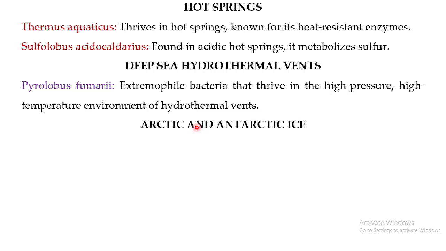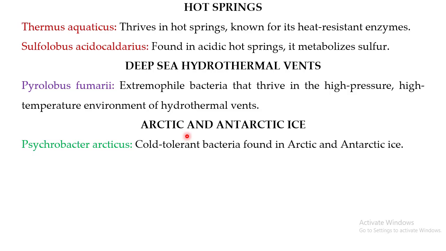These prokaryotic cells can also be found in the Arctic and Antarctic ice. An example would be Psychrobacter arcticus, a cold tolerant bacterium found in Arctic and Antarctic ice. Now just look at these two. This one is an extremophile bacterium present in a high pressure and high temperature environment. This one is present in the Arctic and Antarctic ice. So you can imagine the diversity in the prokaryotic cells.